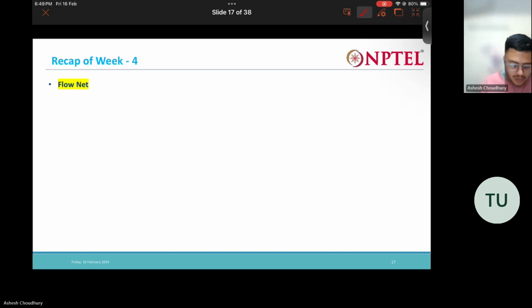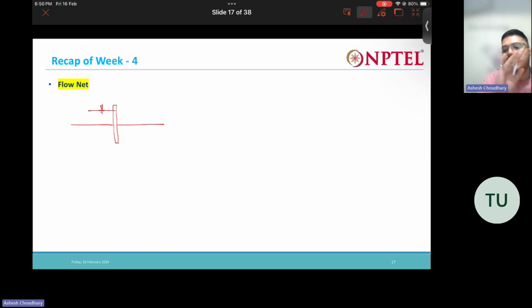Now let us see a flow net for one sheet pile. Say you have a soil, and in the soil you have a sheet pile. A sheet pile is nothing but a type of retaining structure. Here you have some head. Say water is there on one side, and on the other side you don't have any water.